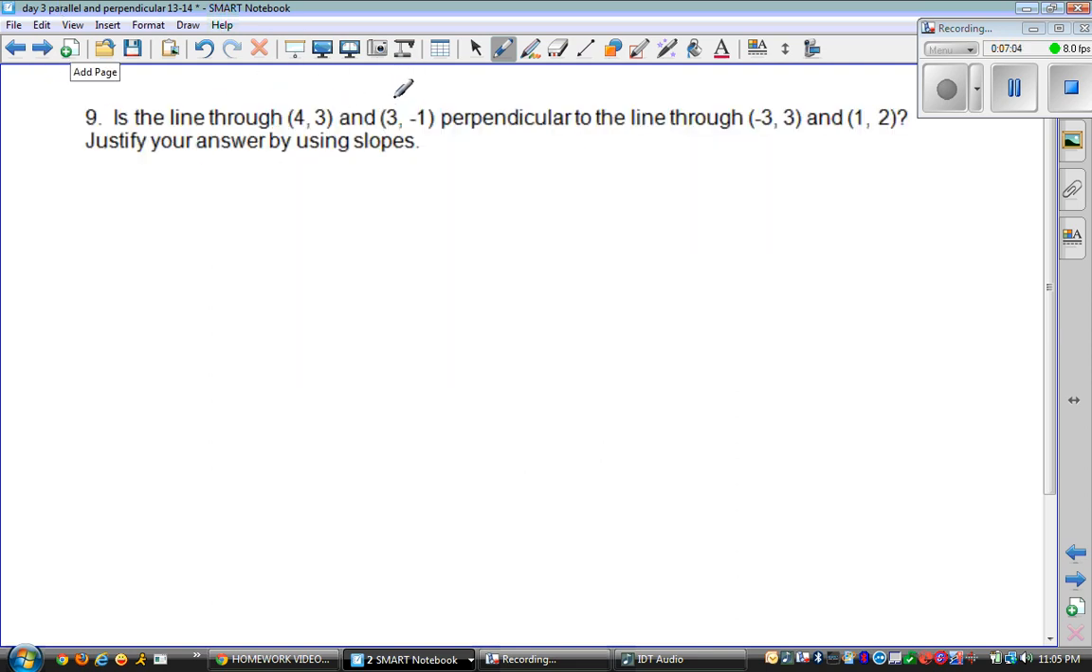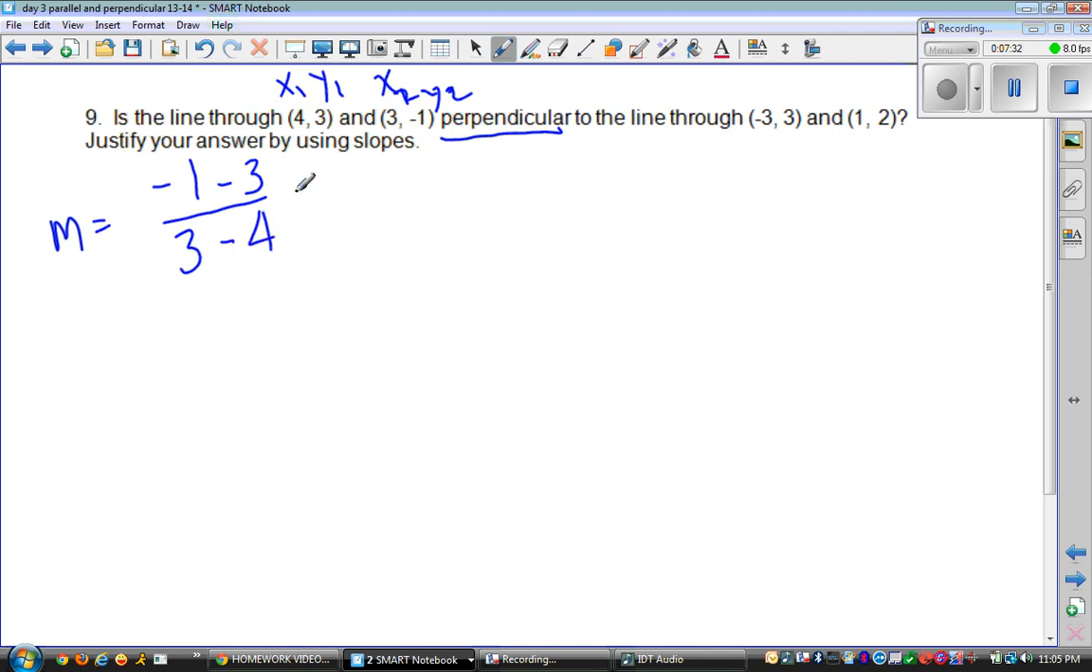Okay. Is the line 4, 3, 3, negative 1 perpendicular to this line? It's the same exact question we just did a few minutes ago, but they're just asking it in a different way. So I'm just going to find the slope of this line here. So x1, y1, x2, y2. Okay. So the slope formula, remember, is y2, negative 1, minus y1, 3, over x2 minus x1. So negative 1 minus 3 is negative 4. 3 minus 4 is negative 1. So this becomes a positive 4.